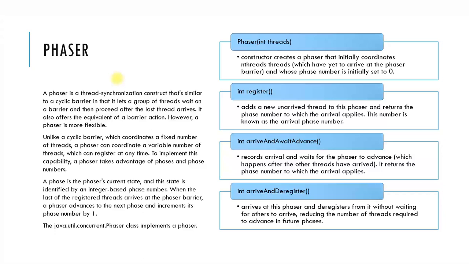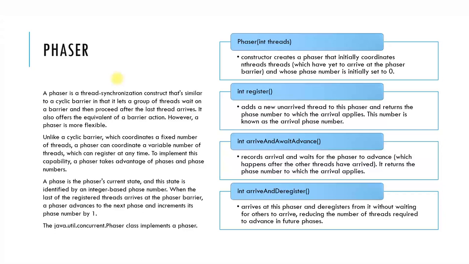Phaser is a thread synchronization construct that's similar to a cyclic barrier in that it lets a group of threads wait on a barrier and then proceed after the last thread arrives. It also offers the equivalent of a barrier action. However, a Phaser is more flexible. Unlike a cyclic barrier, which coordinates a fixed number of threads, a Phaser can coordinate a variable number of threads which can register at any time.